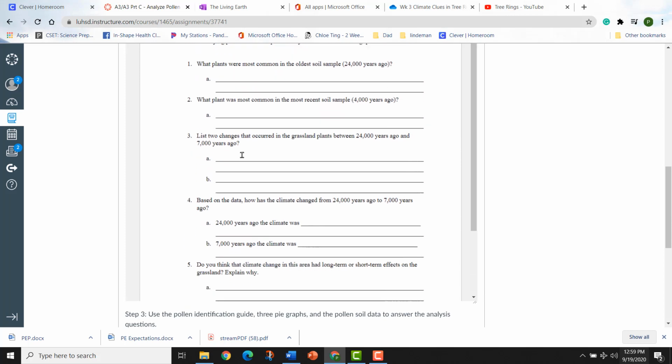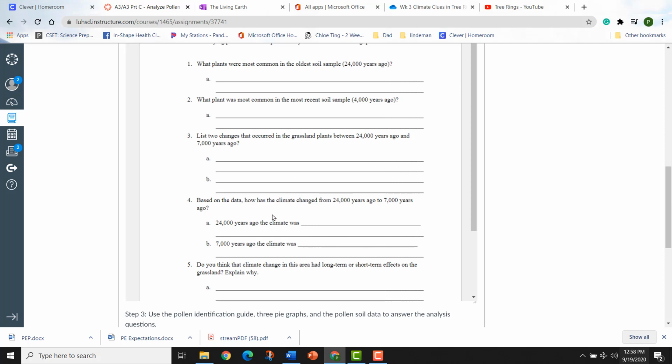Then next, in this question, list two changes that occurred in the grassland plants between 24,000 years ago and 7,000. So you go to your plant data and you look at the difference. Is there any difference in the plants 24,000 years ago? What was the most prominent plant 24,000 years ago according to your data? And was that plant still prominent 7,000 years ago? Or was there a difference? Did they change around? And there was. So you better tell me what plant increased and what plant decreased. That's what we're looking for. There's an increase in one plant and a decrease in another. So you can do that same thing based on the data.